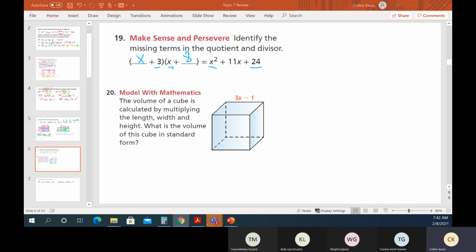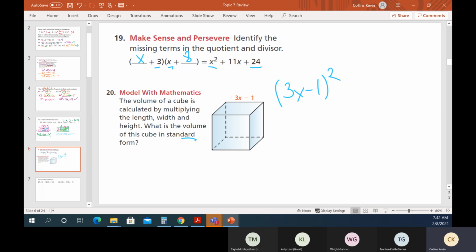All right. So next one says the volume of a cube is calculated by multiplying the length, the width, and the height. It says, what is the volume of the cube in standard form? Okay. So the nice part about cubes is they're all the same, right? So the volume of the cube can be just 3x minus 1 squared. Okay. That answer is perfectly correct, and I'm perfectly happy with that answer.